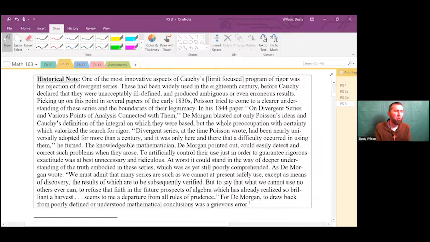As De Morgan wrote, we must admit that many series are such as we cannot at present safely use except as means of discovery, the results of which are to be subsequently verified. But to say that what we cannot use, no others ever can, to refuse that faith in the future prospects of algebra, which has already realized so brilliant a harvest, seems to me a departure from all rules of prudence. For De Morgan, to draw back from poorly defined or understood mathematical conclusions was a grievous error.